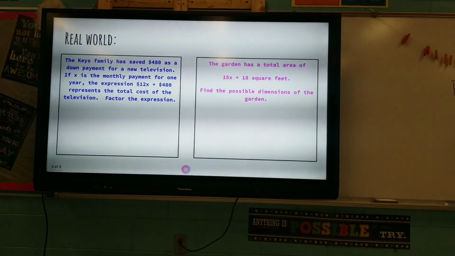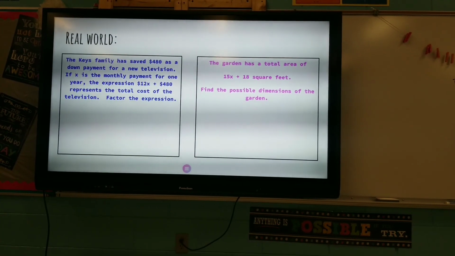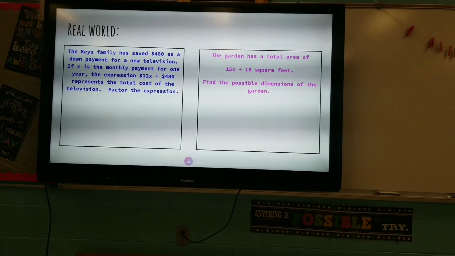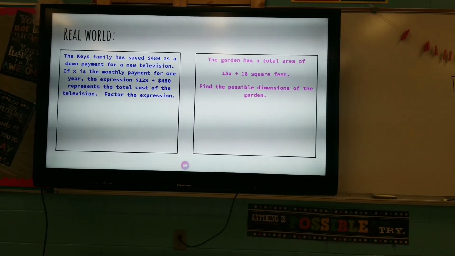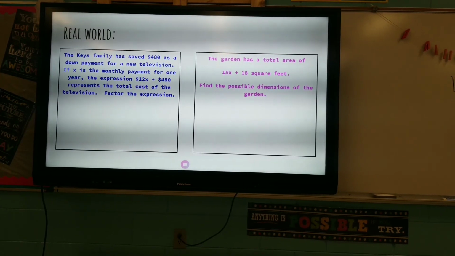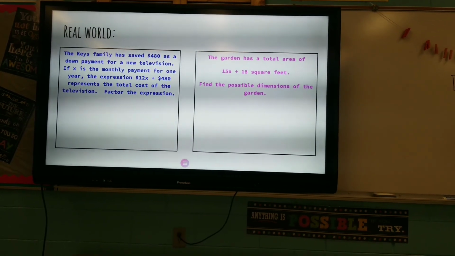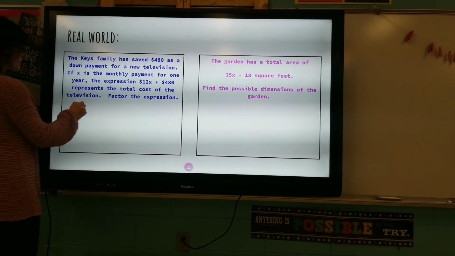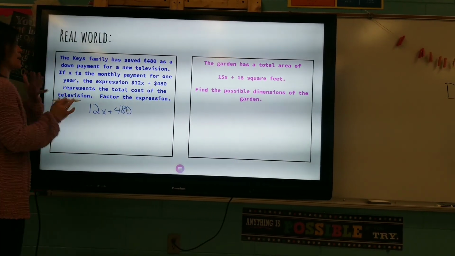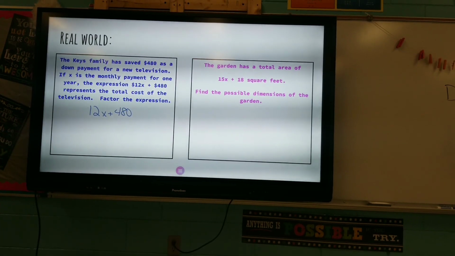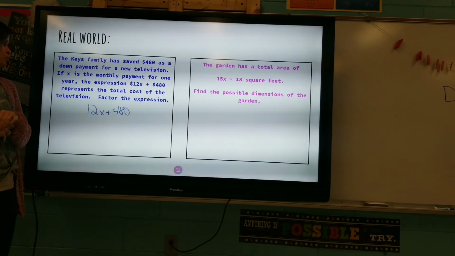All right, so the Keys family has saved $480 as a down payment for a new television. If X is the monthly payment for 1 year, the expression 12X plus 480 represents the total cost of the television. So this is just telling me how much I would pay for it at the end of my payments, which I pay for 12 months.